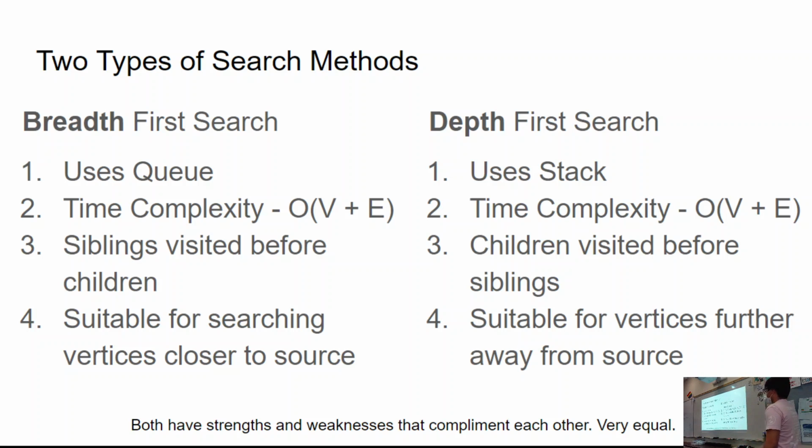A breadth first search uses a queue. We use a queue for breadth first search, and I'll show you. Depth first search uses a stack. And those are very key concepts and why these things become so fast.